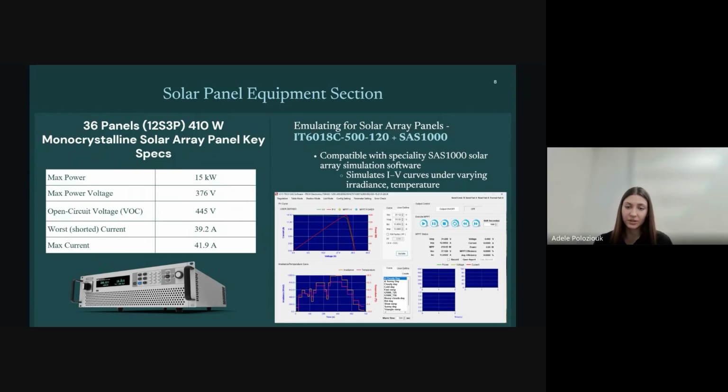Now, the SES 1000 software is able to simulate IV curves under different irradiance and temperatures, which is needed for the varying solar output. Now, irradiance is basically just the amount of sunlight on a specific area.